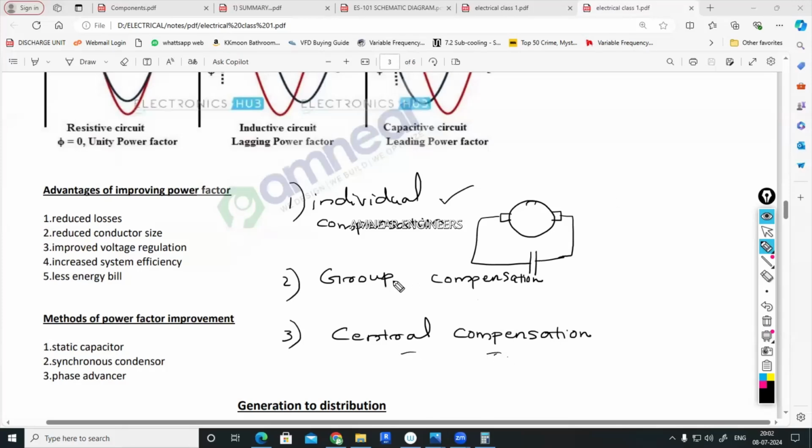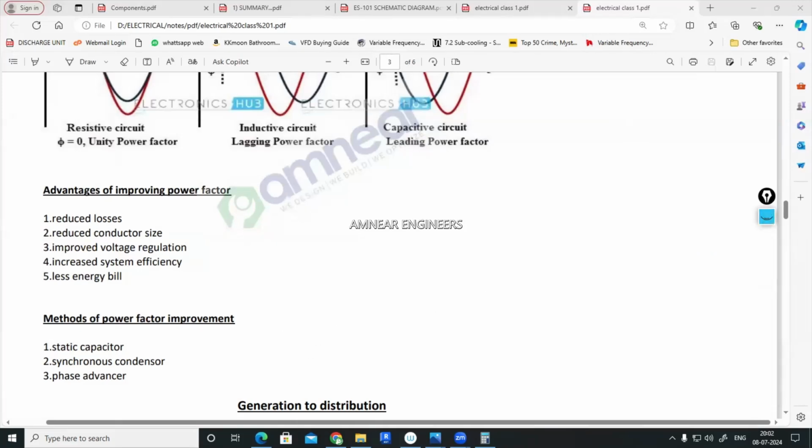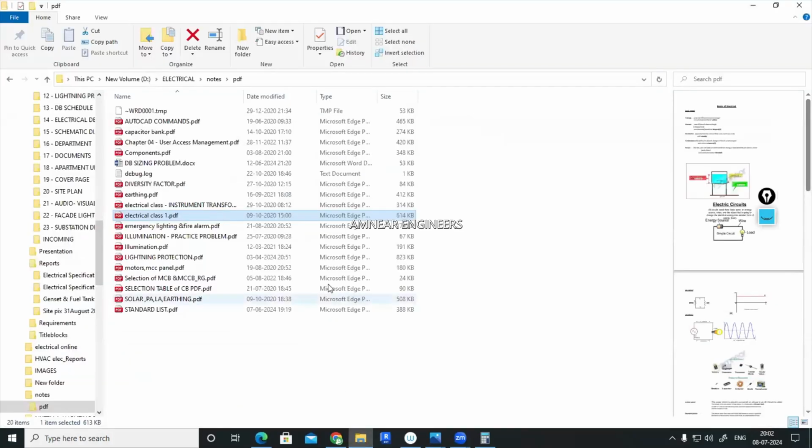Okay, when you are using a group compensation method or a central compensation method, you can use two types of capacitor banks. The first one is the fixed type of capacitor bank. The second one is APFC, that is, the automatic type of capacitor bank. So if you are using a capacitor bank, two types can be used: fixed type and automatic type.